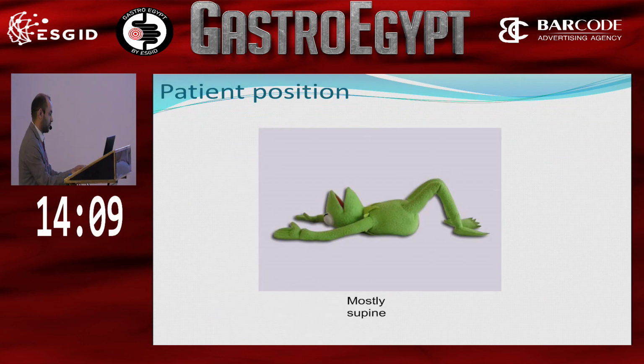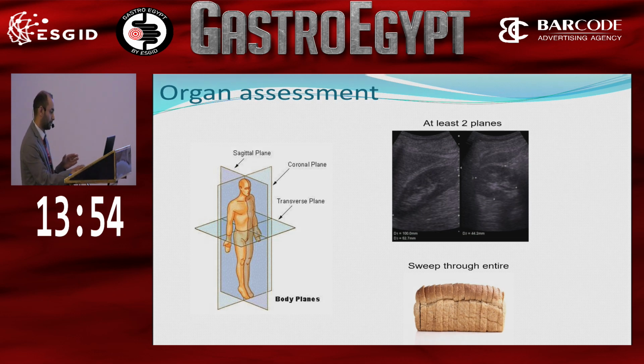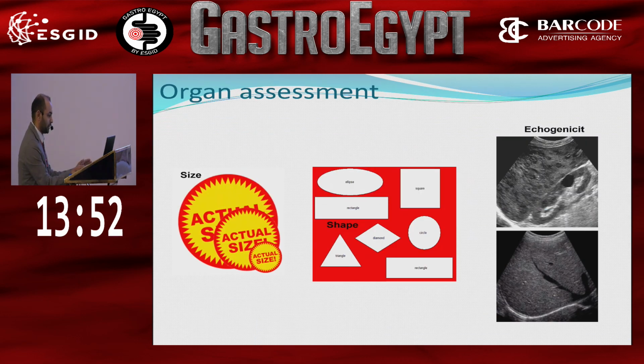Okay, the patient should be supine. We have some different positions, right lateral or left lateral. Any organ in ultrasound should be examined in two views, longitudinal section and transverse section. Then I have to comment on echogenicity and texture according to shape. If I find a lesion, I have to talk about size and shape.